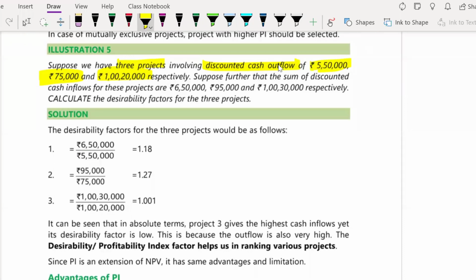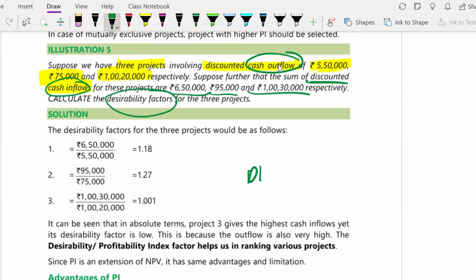Suppose the sum of discounted cash inflows. Sorry, this is cash outflows. I'm sorry, I read it as cash inflows. This is cash outflows. Here you have got discounted cash inflows. Discounted cash inflows are 6,50,000, 95,000, 1 crore 30,000. You have to find out the desirability factors, the desirability factor or profitability index.